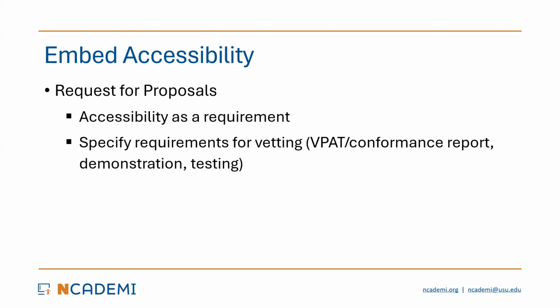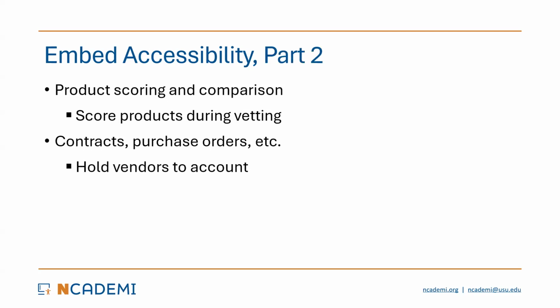And there's also an opportunity and a need within a request for proposal to really specify the requirements we need, the information we need to be able to vet the product. And I'll get into these more. I mentioned the conformance report, a demonstration, maybe getting a testing environment, things like that. The point here is that we want to talk about accessibility and stress its importance from the outset, from the very, very beginning.